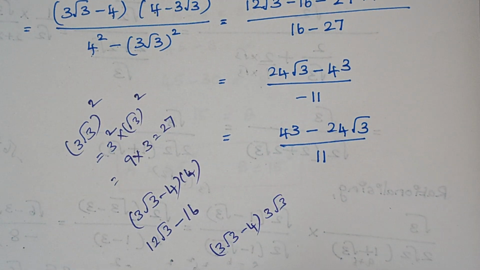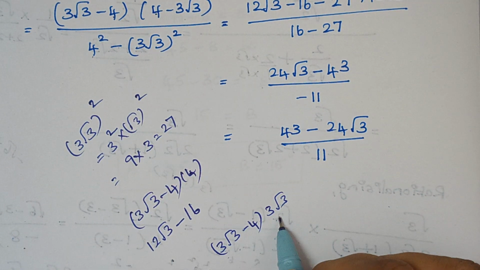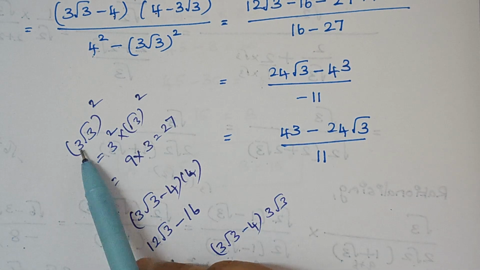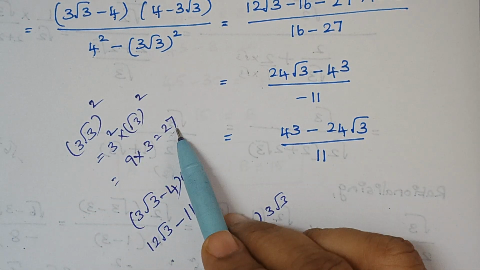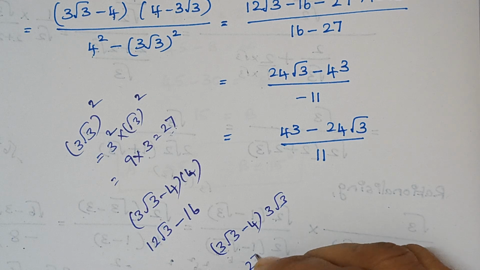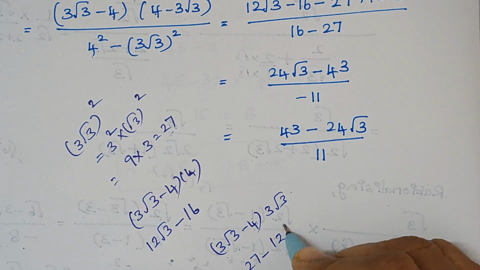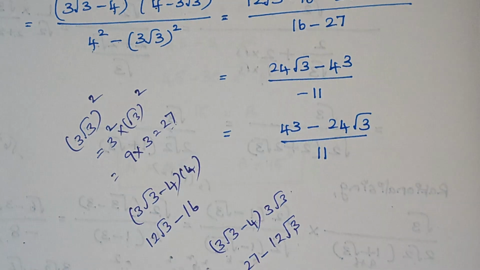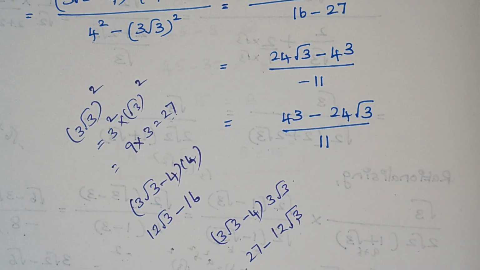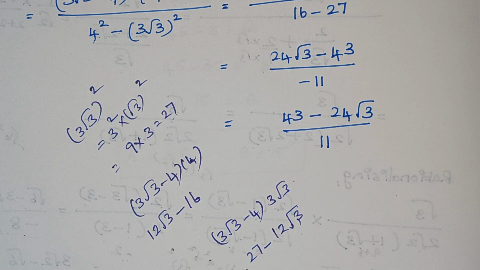So here what happens? 3 root 3 into 3 root 3. That is 3 root 3 whole square. Just now we have calculated, its answer is 27. Right. So minus 4 into 3 root 3. 4 3s are 12. So here it is 12 root 3. Right. So here it is 27 minus 12 root 3.